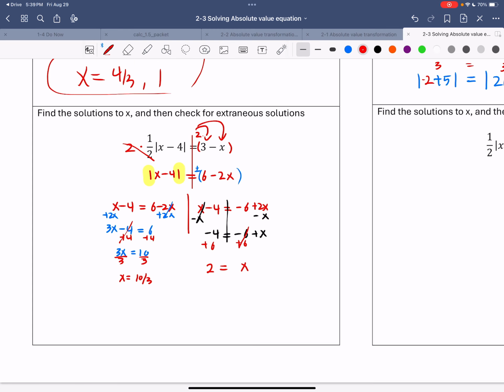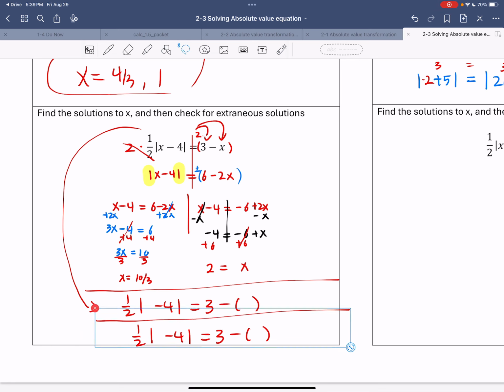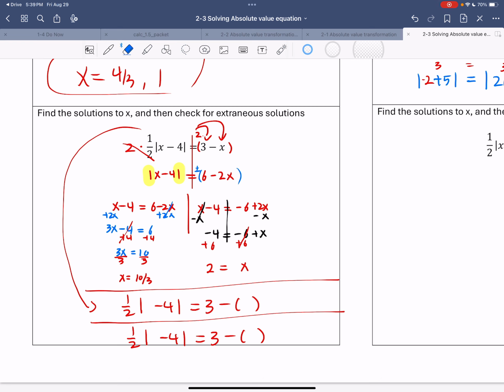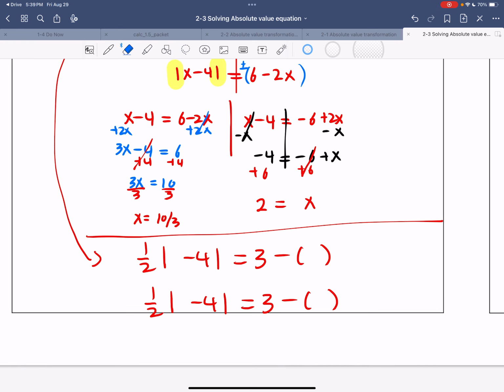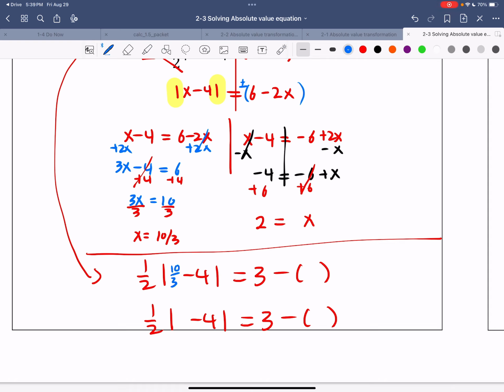So we got this one. As you can see, the only thing that I need to do is check it. So I will copy this one down here, 1/2 absolute value of x minus 4 equals 3 minus x, and let me copy this one down, paste. Oops, I pasted this one as well, but who cares? So the first one is going to be 10/3. That one I definitely have to use decimals, and the second one is 2.